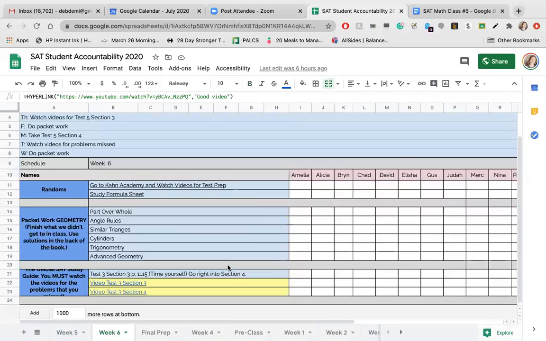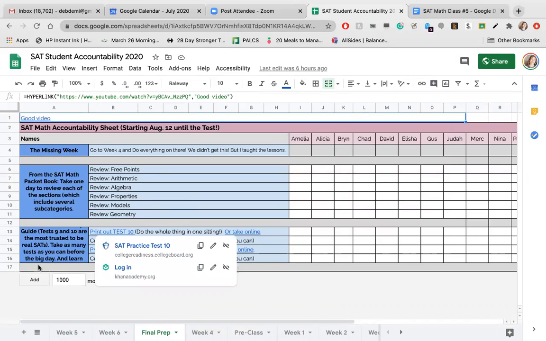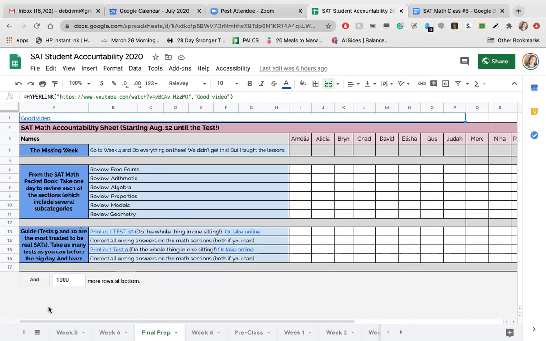And then the final prep. This is where you can pace yourself, preview and review all these, and then I have you doing test 10 and test 9 again. You already did them, but they're the ones that are most like the real SATs. That's what the book says. So you want to do test 9, 10, and 9 again. Tests 1, 2, and 3, they say those aren't like the real SATs, even though it says the real SATs. So you want to redo test 9 and 10. So that's the sheet. Just do what you can on there. Whatever you can do to prep is going to help you.